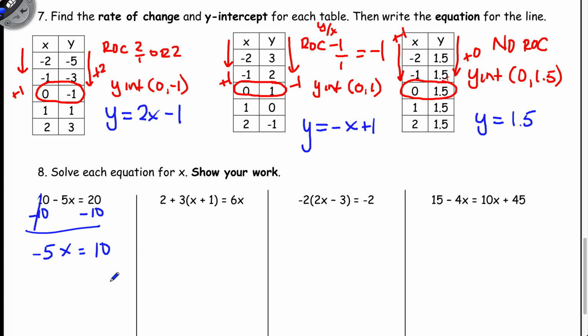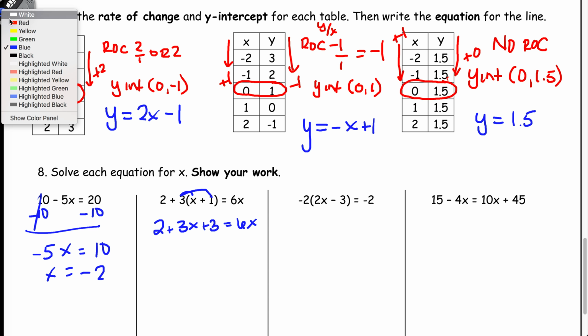Negative 5 times what gives me a positive 10? That's going to be negative 2. Why is it negative 2? Because a negative and a negative equal a positive. All right, over here. I have to do the distributive property first, so I'm just going to drop this 2 down. All right, we have 3 times x, which is 3x. 3 times 1, which is 3, equals 6x.